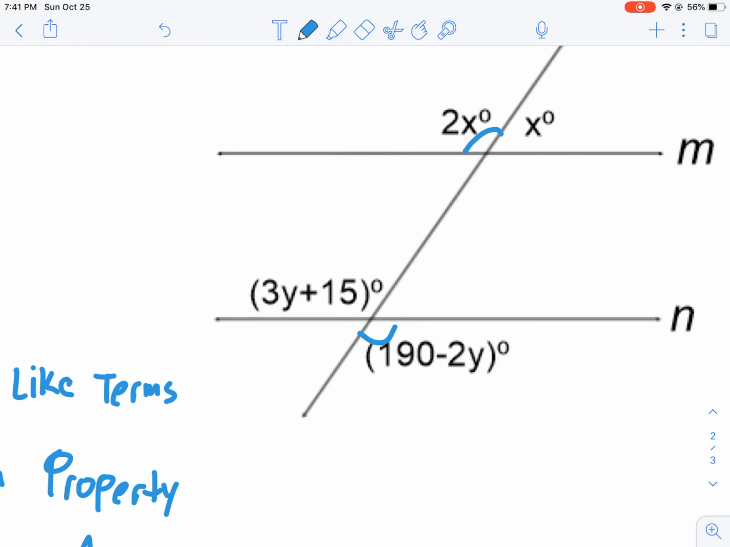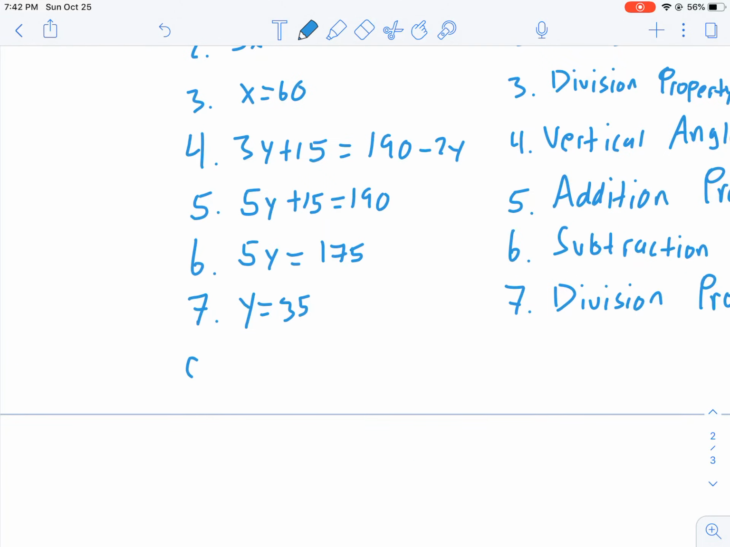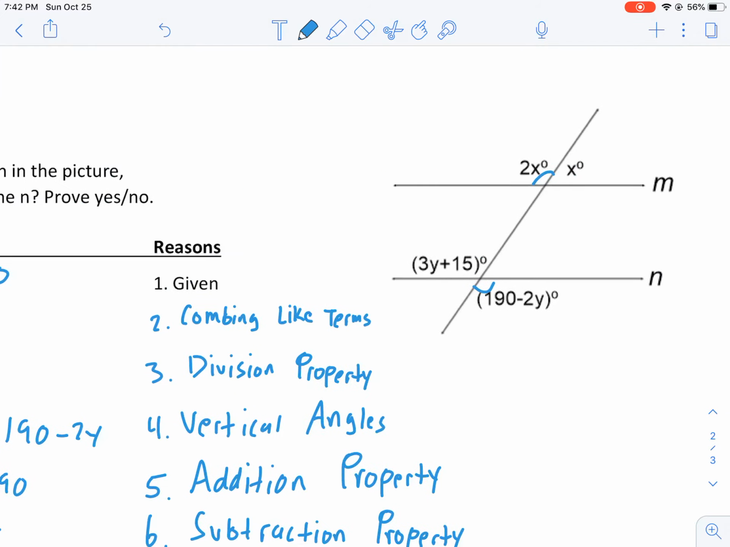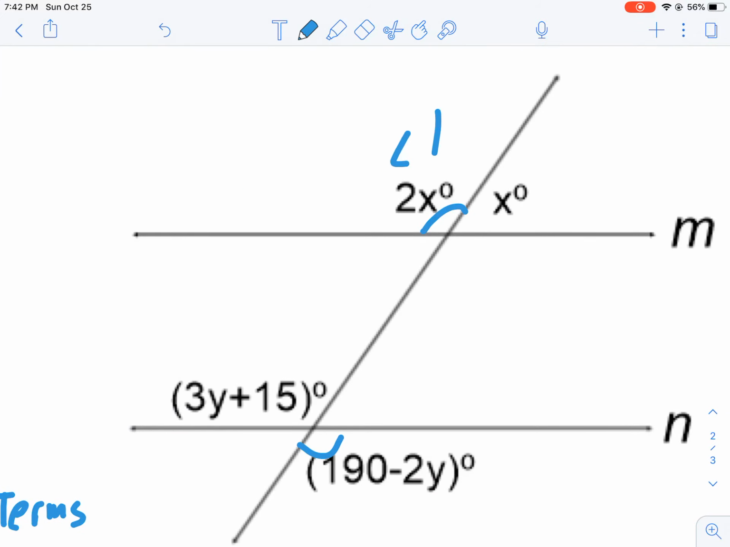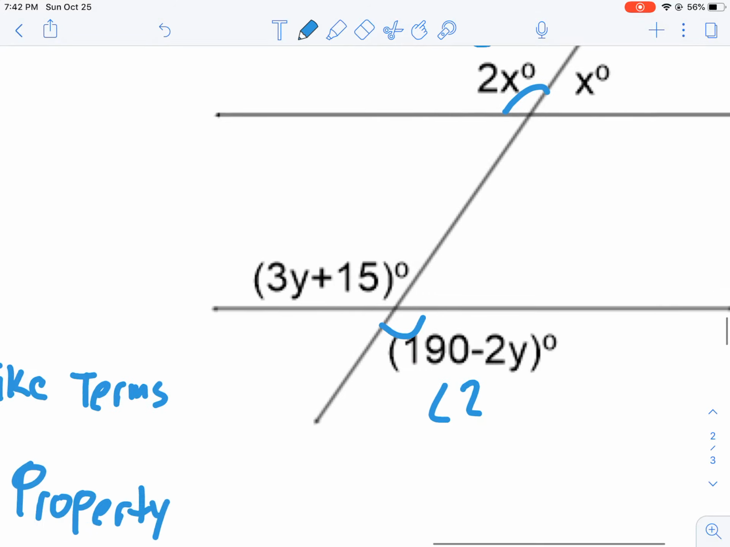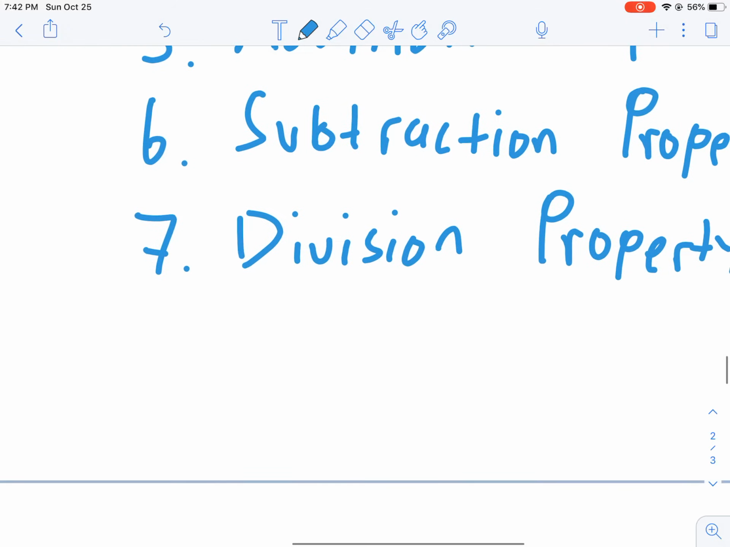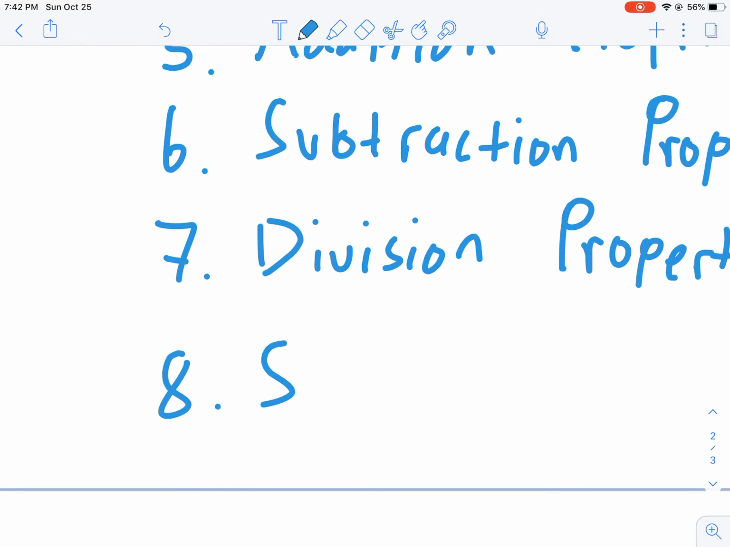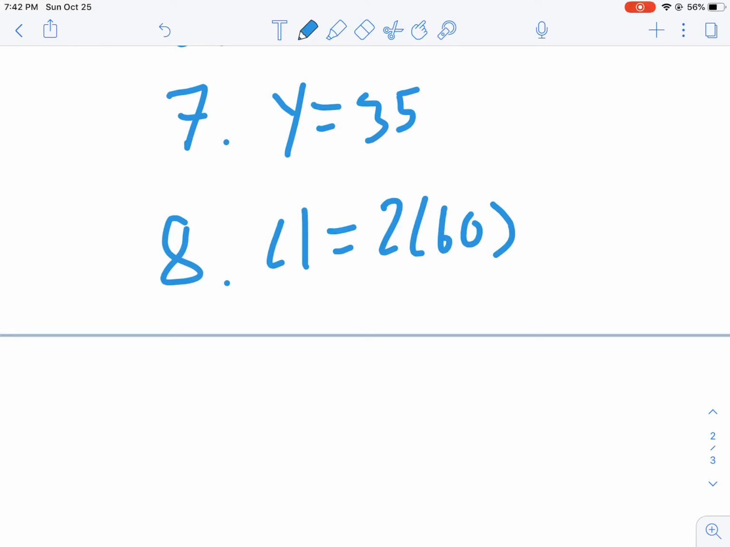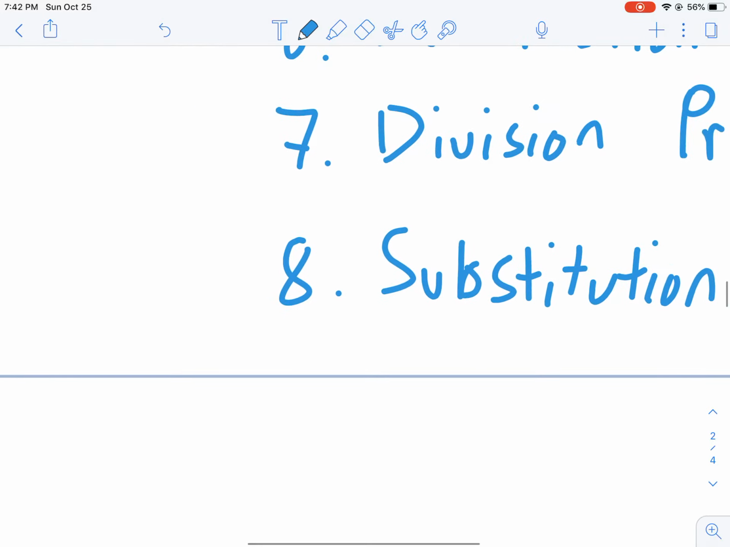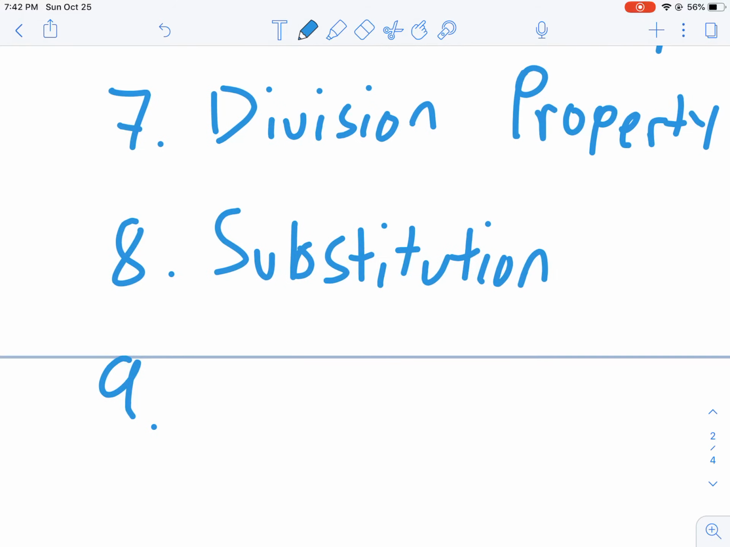We know this angle's got to be 120. So let's just make up a name for them right now. That's angle 1, that's angle 2. So angle 1 equals 2 times 60. That'd be substitution. Which means angle 1 equals 120. That would just be simplifying.